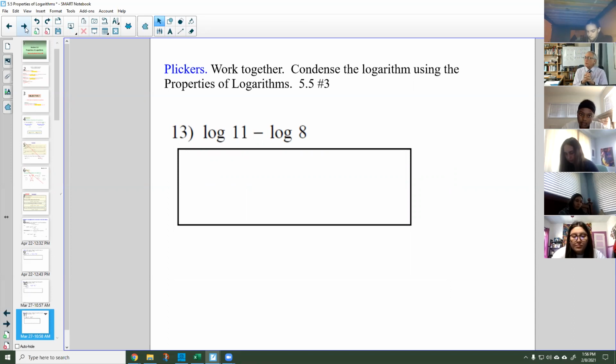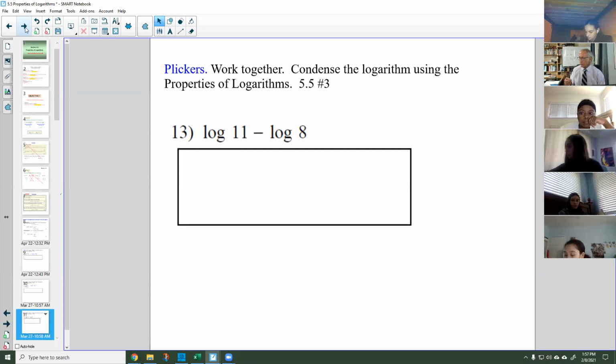Give this one a try. Look at your properties of logarithms. Remember, the properties of logarithms, which are behind me right here, I hope you can still see them. They're equations. That means they go both ways. We can look at it both ways. So I want to condense this into one logarithm.